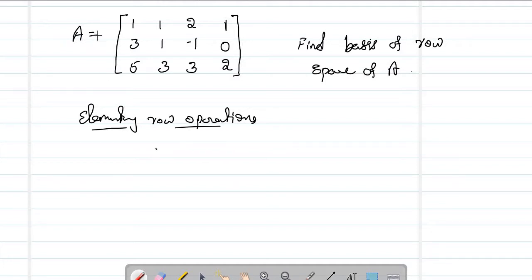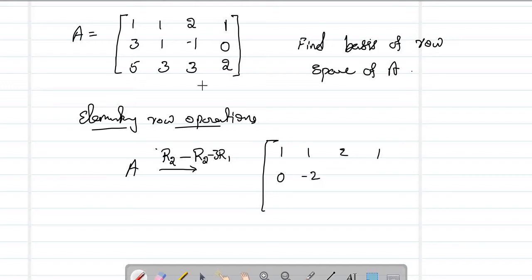For example, if you take this matrix A, what I'm going to do is change the second row to the second row minus 3 times the first row. Then you're going to get a matrix, that's 1, 2, 1. So when you do that, you get 0 here, R2 minus 3 R1. I get minus 2 here, and then minus 7 here, minus 3 here, and 5, 3, 3, 2. Right? So here I made a row operation. It means the second row I replaced with the second row minus 3 times the first row.